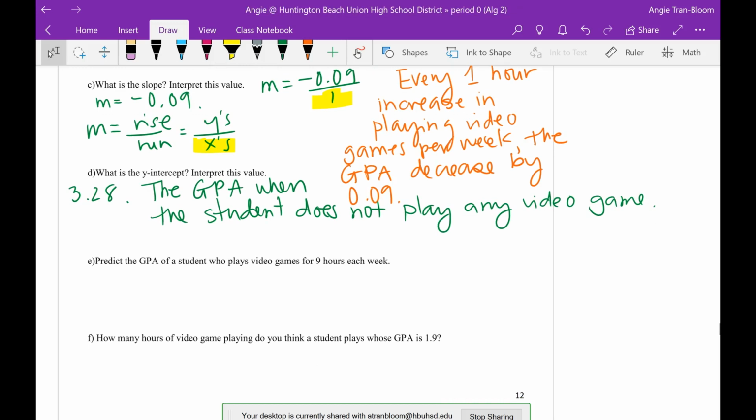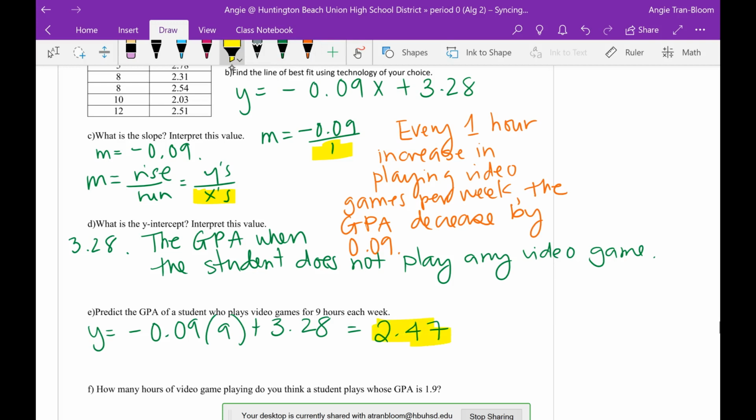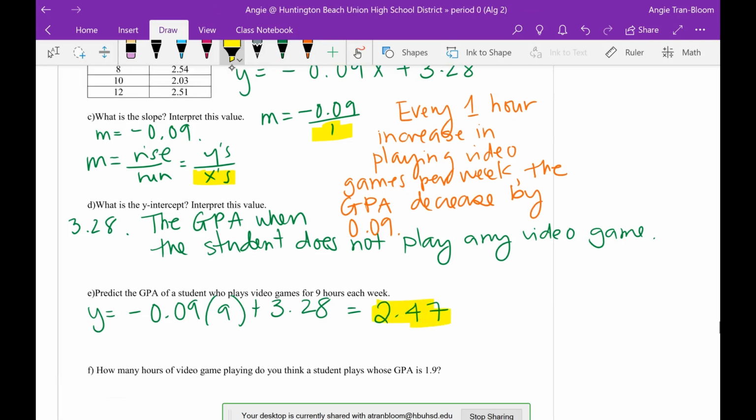So Megan C, did you get this far yet? Where's Megan C? I know, I feel like I call that name all the time, but I don't think she's here. Katrina, did you get to this part, dear? Predict the student's GPA? Okay, so I'm going to plug in 9. Let's see. Y equals negative 0.09 times 9 plus 3.28. What did you end up with? 2.47. Okay, yeah, so I'm not going to do anything with that, just 2.47 GPA. Is that okay? Last piece.